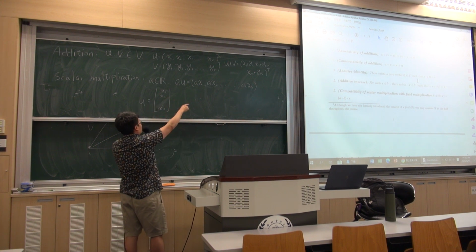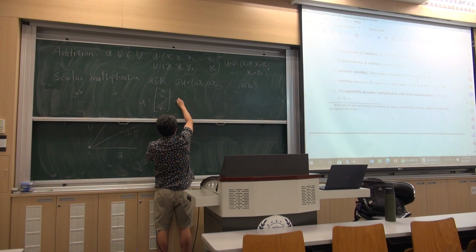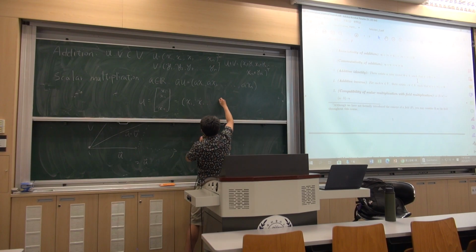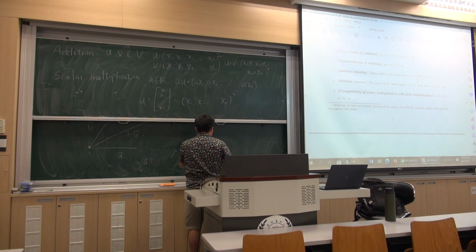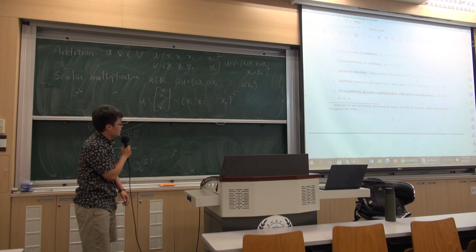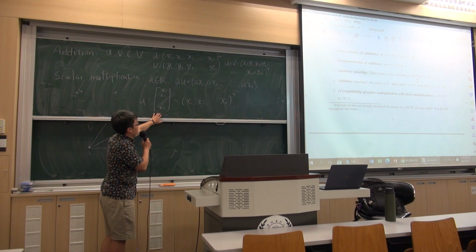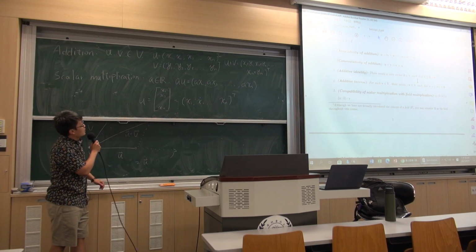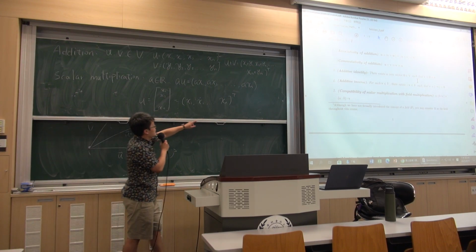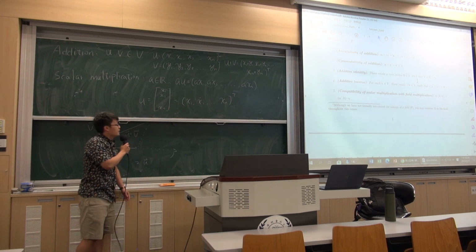In order, I have to write in horizontal way. So this means the superscript T means transpose. If you already learned a little bit about linear algebra or matrices, right? So actually what I mean is this one. Okay, and I should put a T over here as well.